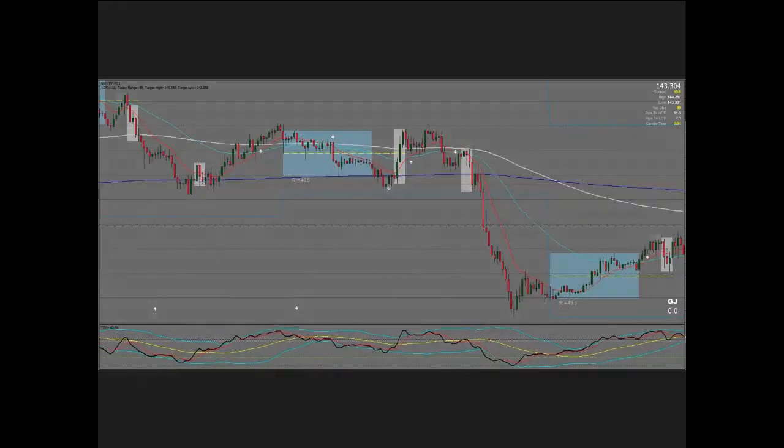Okay, all right, one last example and then we can wrap this up. So let's look at GJ. All right, this is a 1-2 setup reset short.